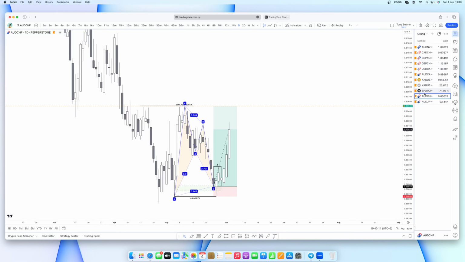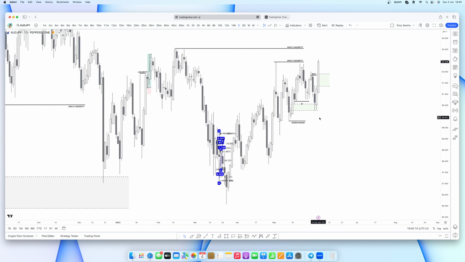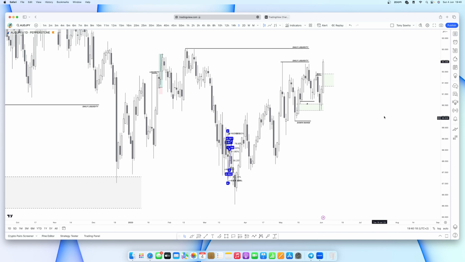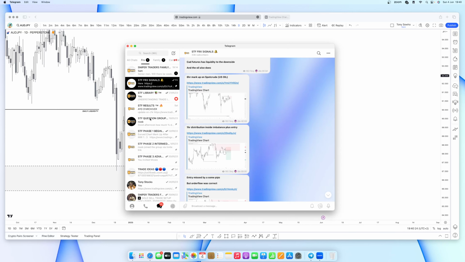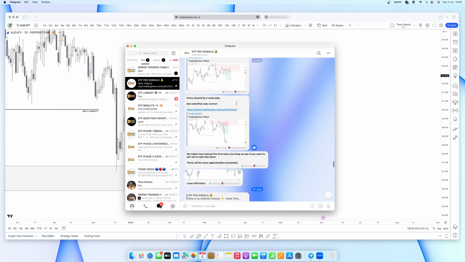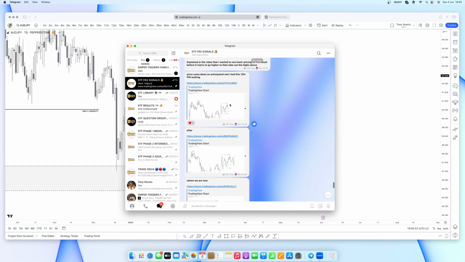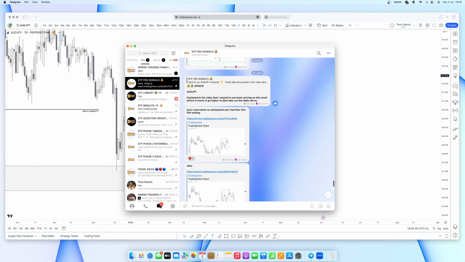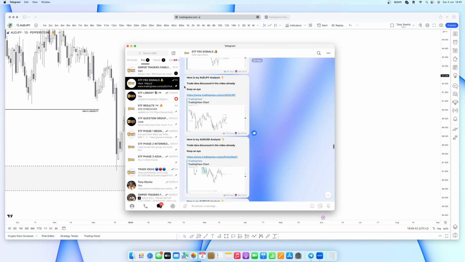And then lastly, AUD JPY. So AUD JPY, I remember also telling you to be on the lookout for higher prices, that the institutions were going to come for this daily liquidity. I think the markup was... AUD JPY now. So yes, exactly. So yeah, this is my AUD JPY analysis. That was 22nd of May. Trade idea discussed in the video already.